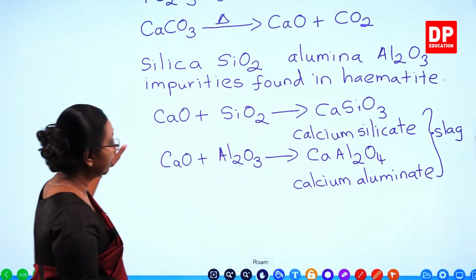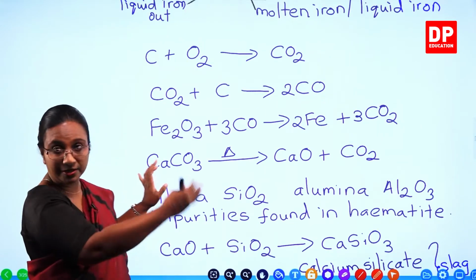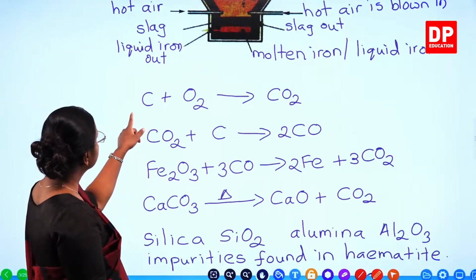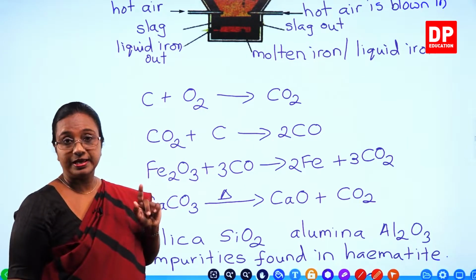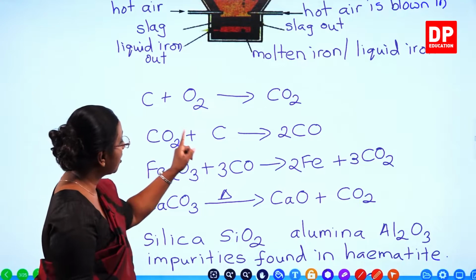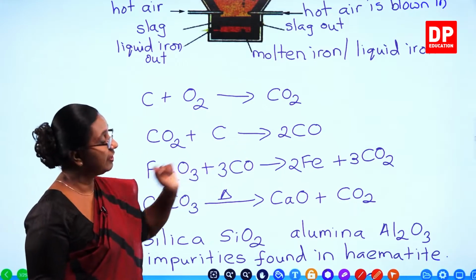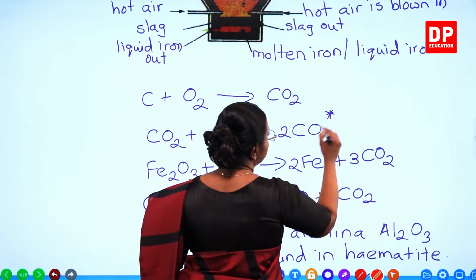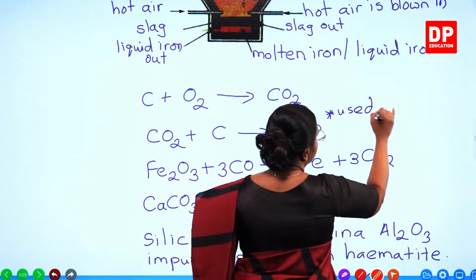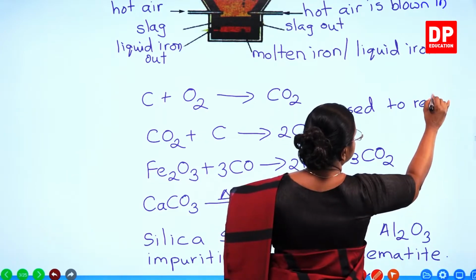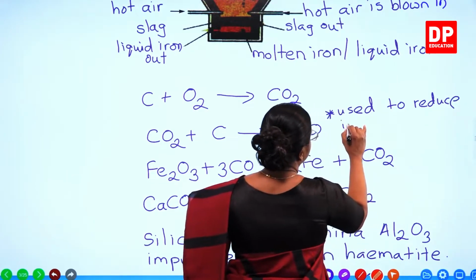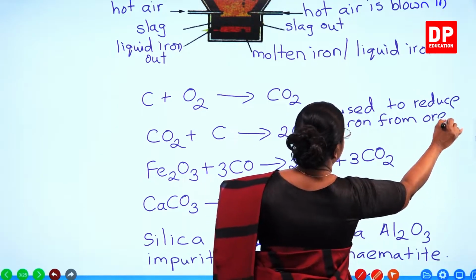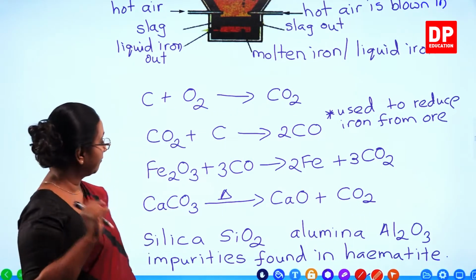So just look at all the reactions. I will be going through these reactions again also with the explanation. Here carbon reacts with oxygen forming carbon dioxide. Carbon dioxide again reacts with carbon giving rise to carbon monoxide. So this is the compound that is used to reduce iron from ore. So that's very important. You have to remember that.